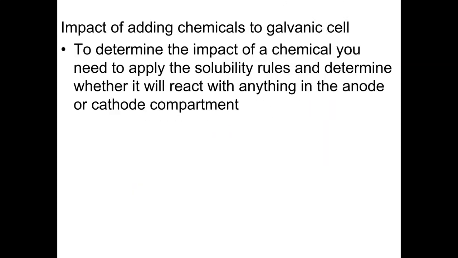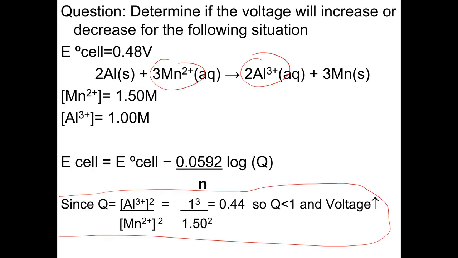All right, impact of adding chemicals to galvanic cells. Determine the impact of a chemical. You need to apply the solubility rules and determine whether it will react with anything in the anode or cathode. So this is how you determine if you're adding a chemical randomly, like let's add HCl to your compartment for fun. What it's really asking is, do solubility rules apply here or not? If they do, that's going to change the concentration. So let's look at this example for instance. All right, so what's your oxidation? Is this reaction, right? So this is your anode.